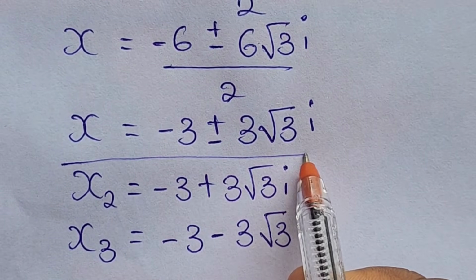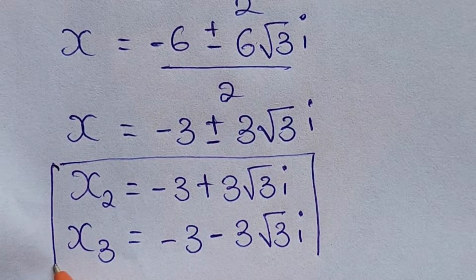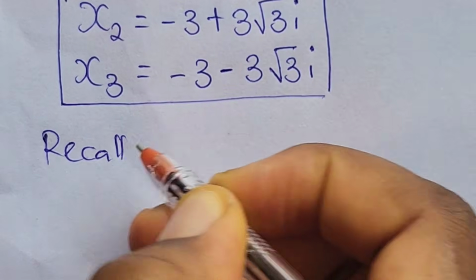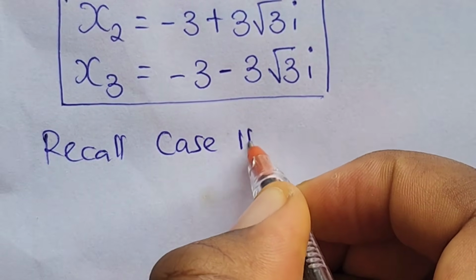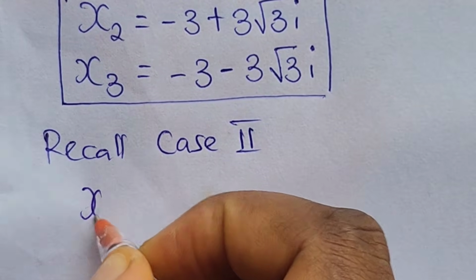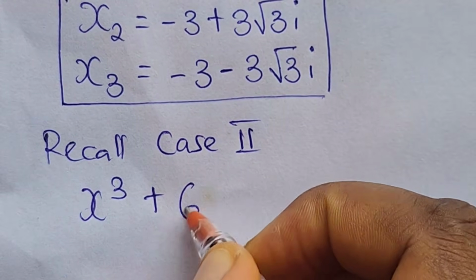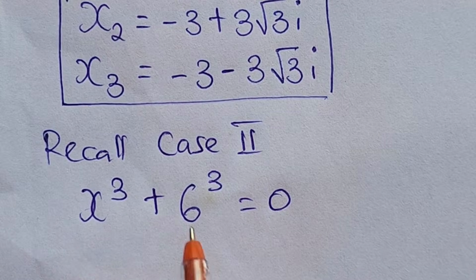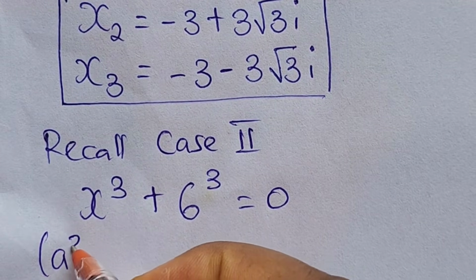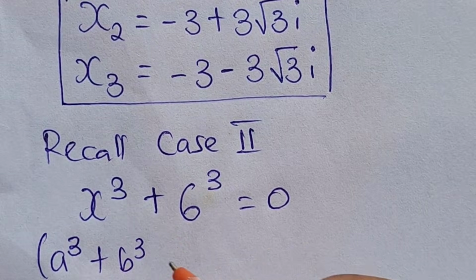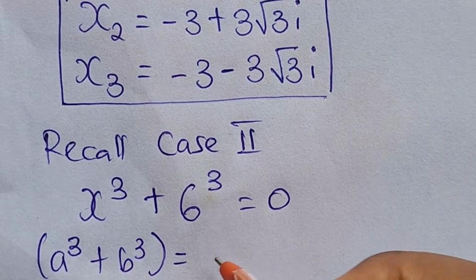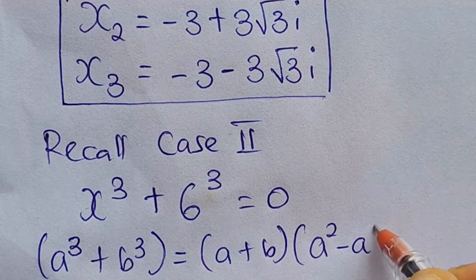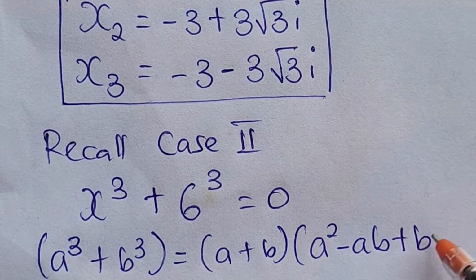So we've gotten three values of x. So let's recall case 2. We have x cubed plus 6 cubed equal to 0. So when we expand this, when we have a cubed plus b cubed, this is equal to (a plus b) times (a squared minus ab plus b squared).